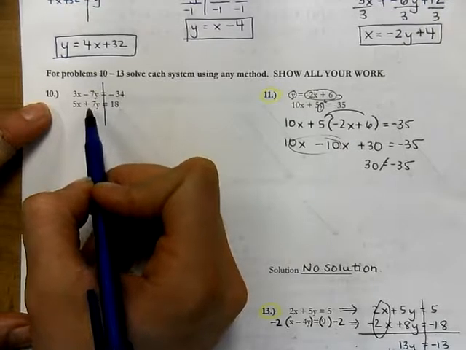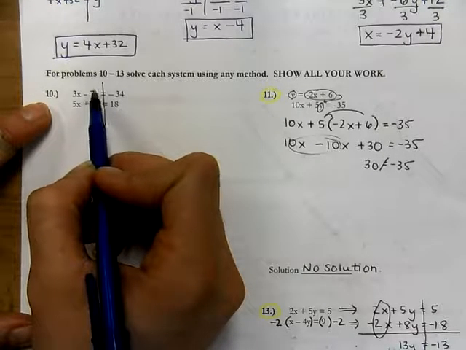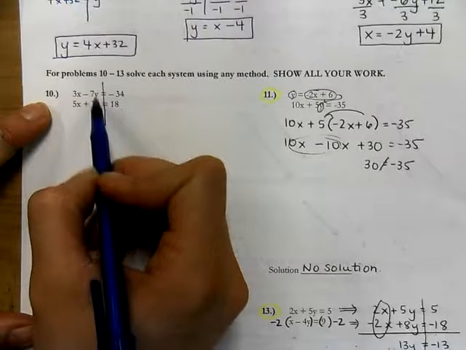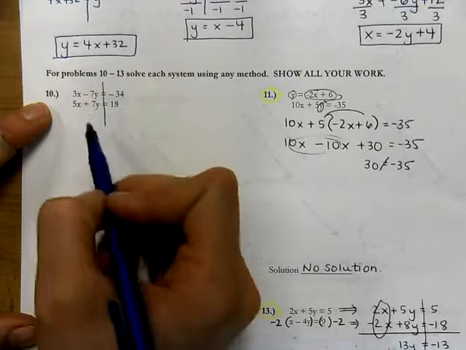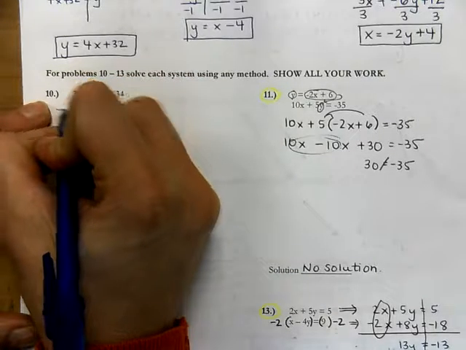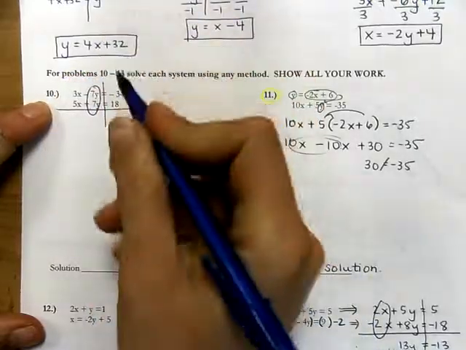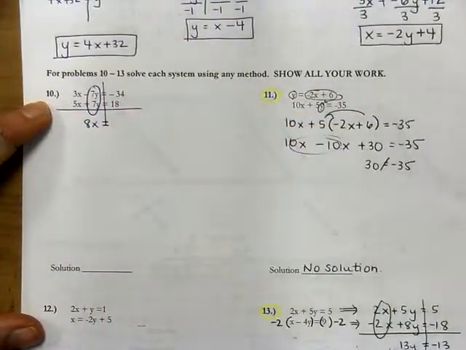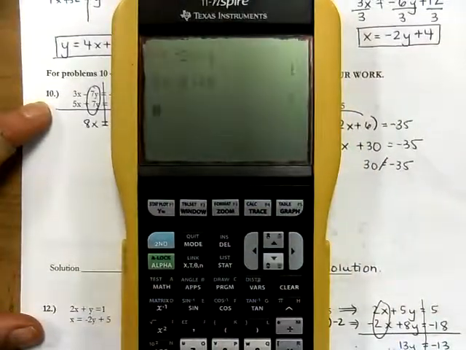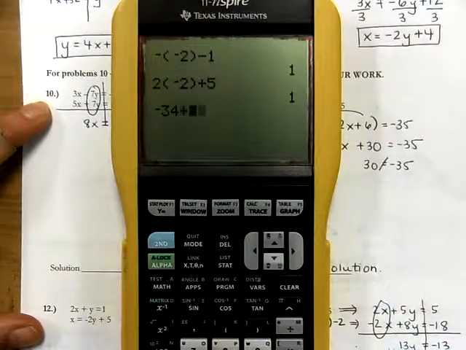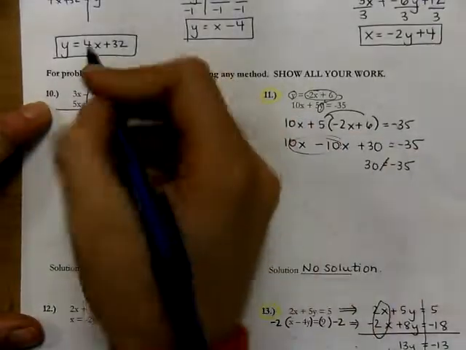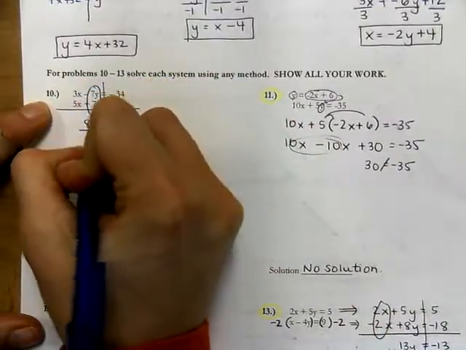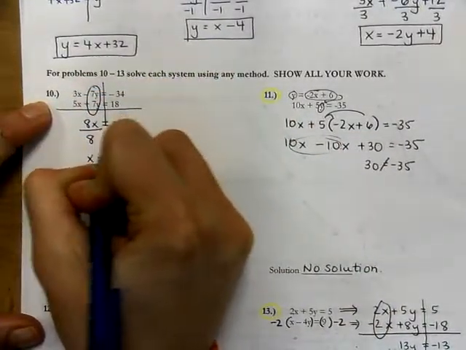But when I add -7y and positive 7y, these y variables have coefficients that are opposites of one another, so they add to be 0, so they will already eliminate. So now when I add them, I get 8x is equal to, when I add -34 plus 18, we can just type it in our calculator, -34 plus 18 is -16. Divide by 8, I get x equals -2.